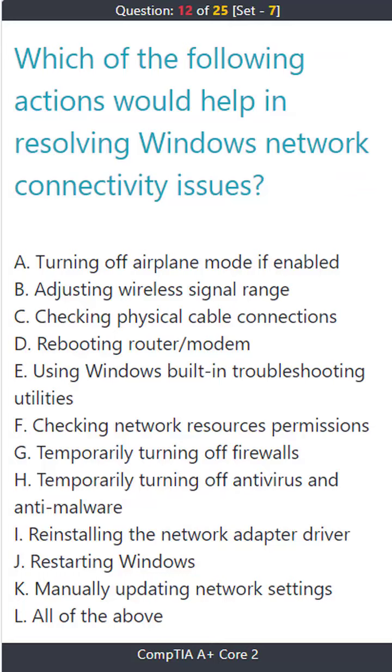Question 12. Which of the following actions would help in resolving Windows network connectivity issues? A. Turning off airplane mode if enabled. B. Adjusting wireless signal range. C. Checking physical cable connections. D. Rebooting router/modem. E. Using Windows built-in troubleshooting utilities.